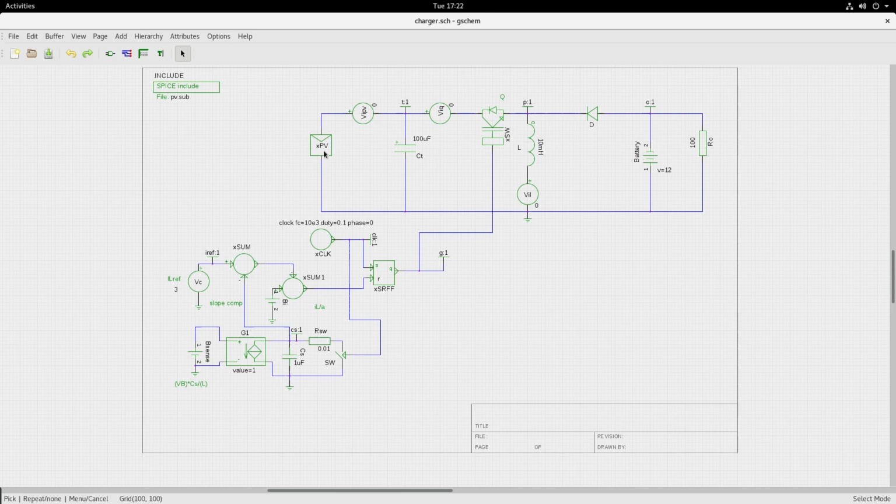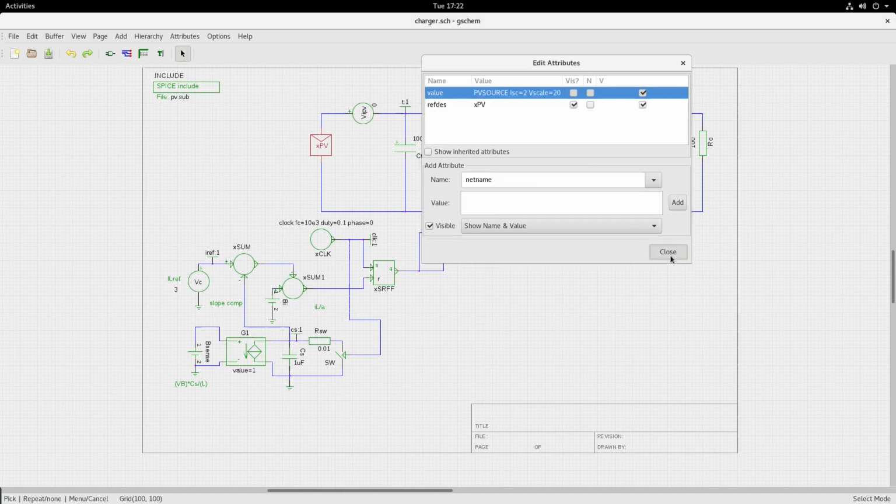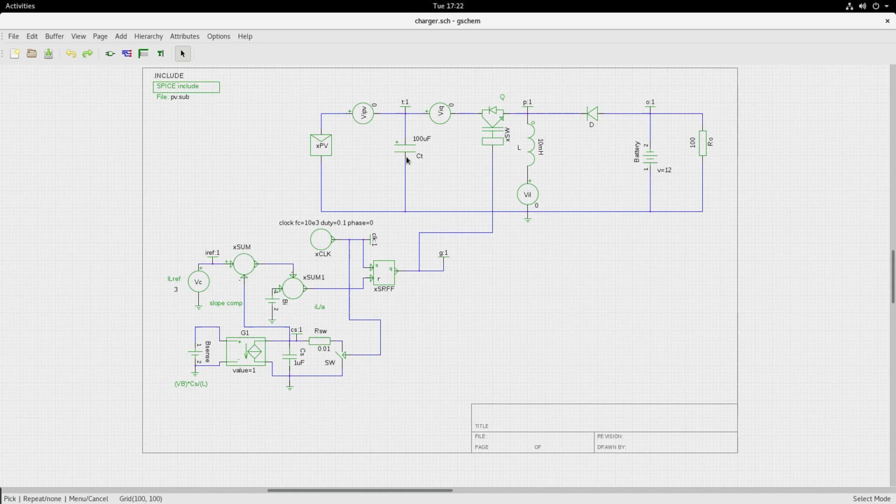So we have this photovoltaic source. It is the same source that we had modeled earlier. A short circuit current of 2 amps, voltage scale factor of 20, and then I'm having a buffer capacitor CT. These VIPV with value 0, VIQ with value 0 are the current sensing voltage sources. I have a switch here. This is the inductor, the inductor current measurement sensor, diode D, and the battery.